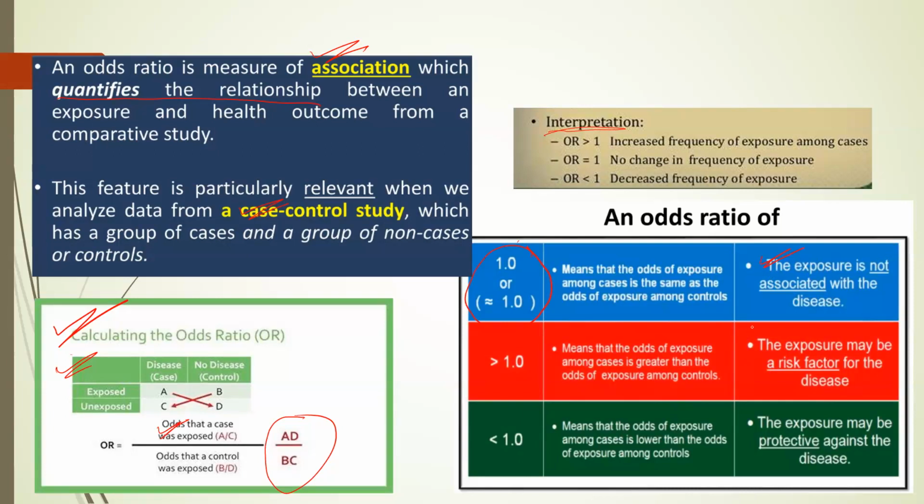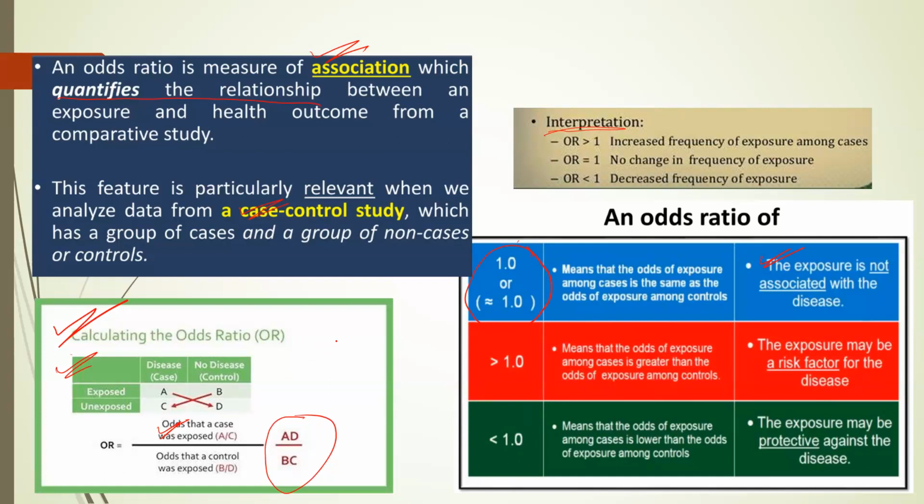Okay, see, if the odds ratio is 1, it means that the numerator is equal to the denominator. That means the disease incidence in the case group is the same as the disease incidence in the control group. So in a case control study, you're studying the relationship between the exposure to a risk factor and the association with a particular disease. That's the main heart of a case control study.